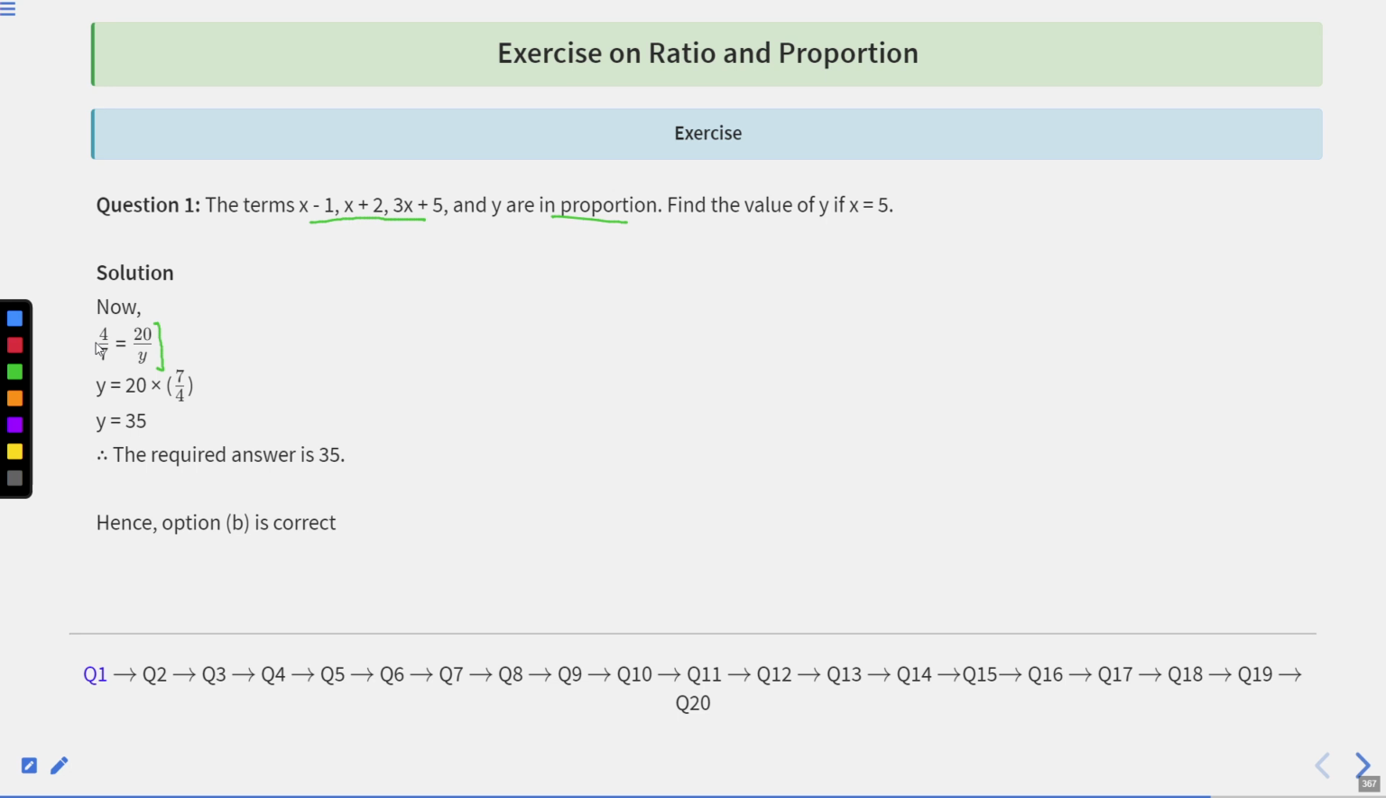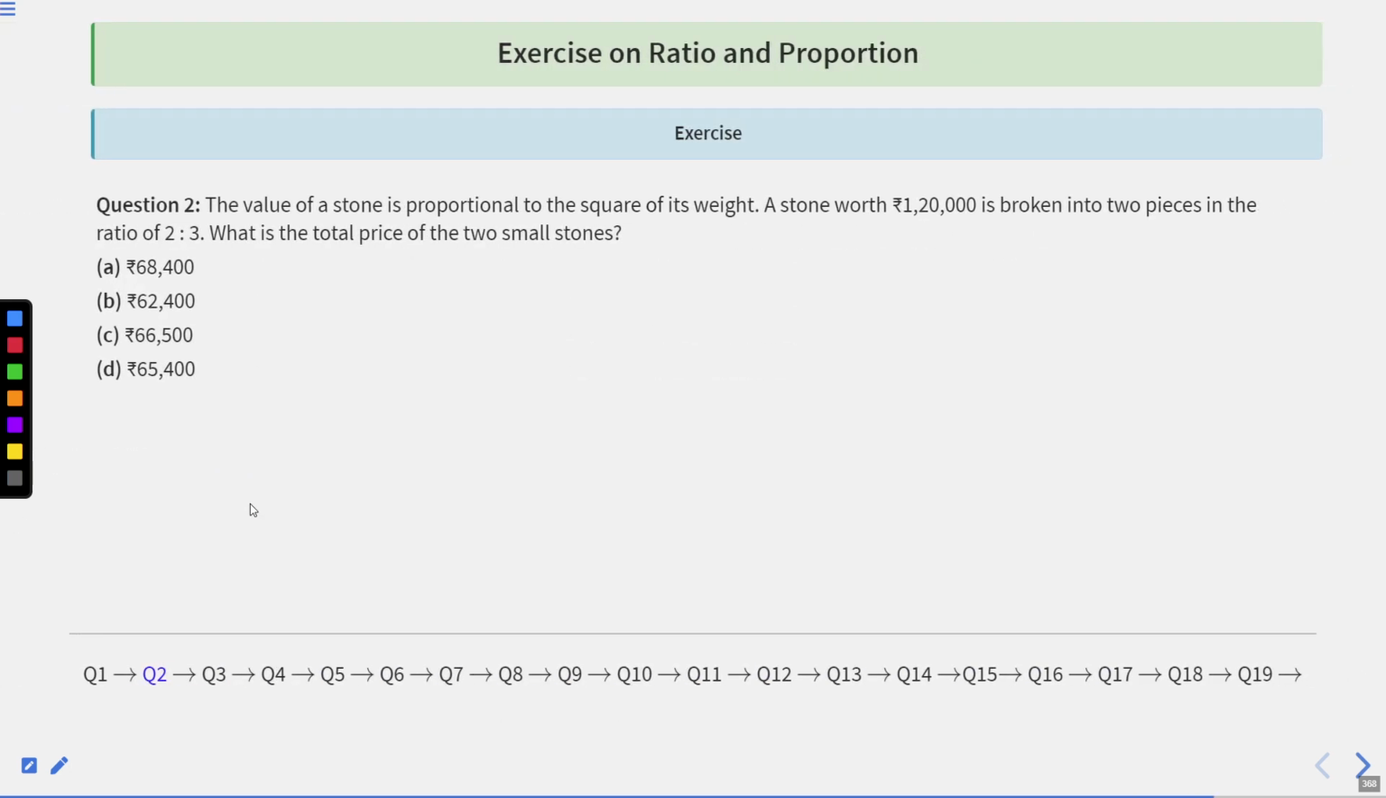Now I can just do cross multiplication and send this y here and bring all the numbers to the right by multiplying. I can write it as y equal to 20 times 7 upon 4. That means y is equal to 35. Therefore, the required answer will be 35. So the correct option here will be option B. Moving to question number 2.